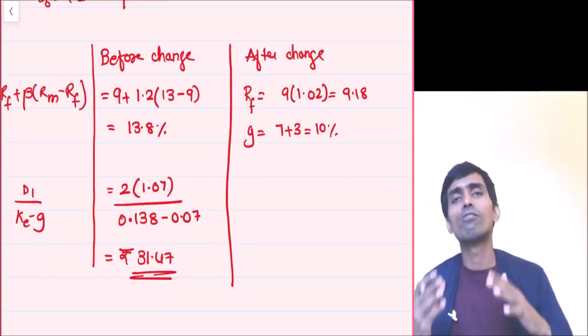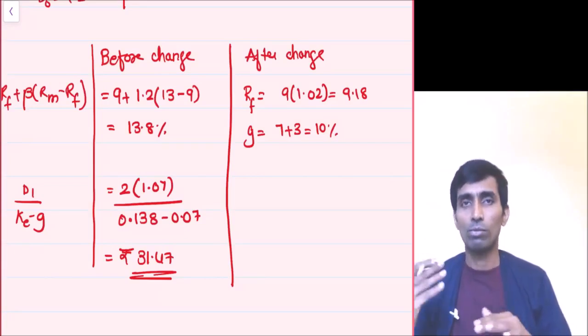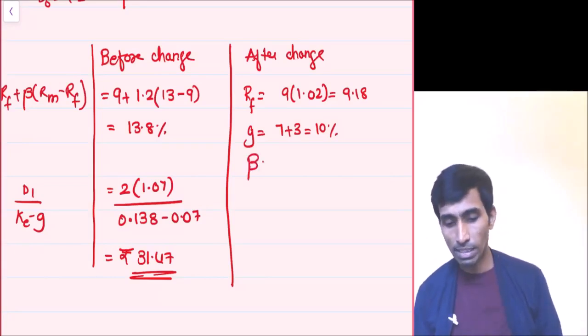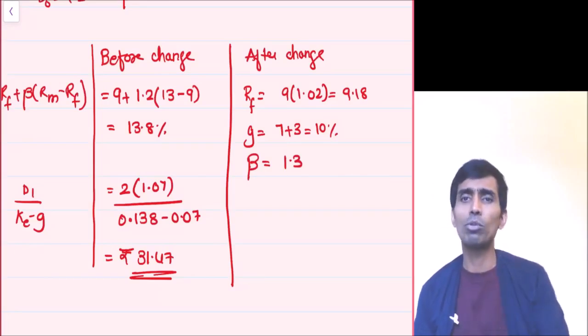But ICAI gives you both the solutions, wherein 9 plus 2 becomes 11 for the RF, therefore I said disputed. Okay. So beta is 1.3. Both solutions are correct. In the recent suggested answers they have given both answers as correct.